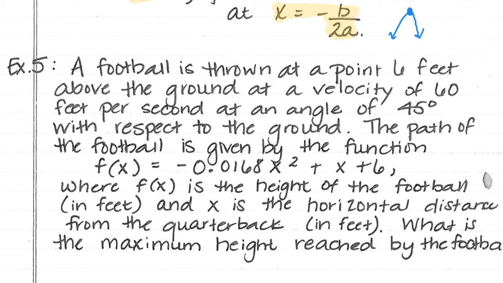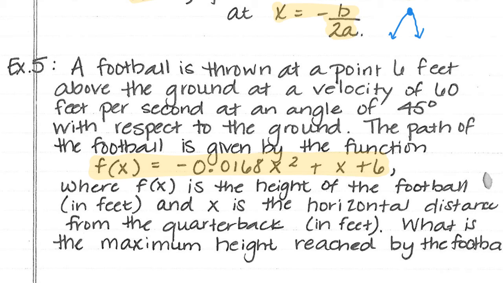It says, a football is thrown at a point 6 feet above the ground at a velocity of 60 feet per second at an angle of 45 degrees with respect to the ground. The path of the football is given by the function f of x equals negative 0.0168 x squared plus x plus 6. Now, they gave us all this great information, where really all I need is this. I don't even need to draw anything because I can put that right in my calculator.